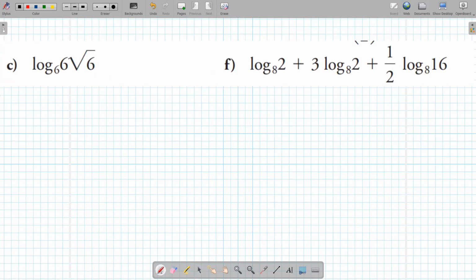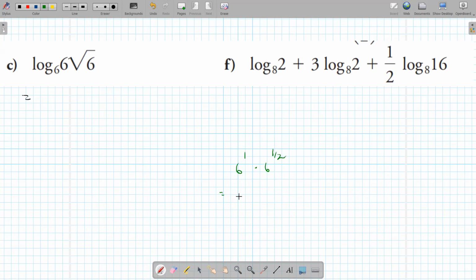Let's look at C. What can we do with this one? Looks a little bit weird. What do you think? Think about it this way: 6 is just 6 to the power of 1. Square root of 6 is 6 to the power of 1 over 2. Yeah?